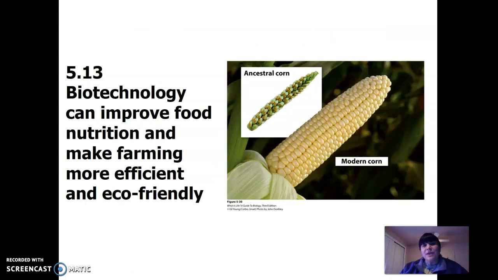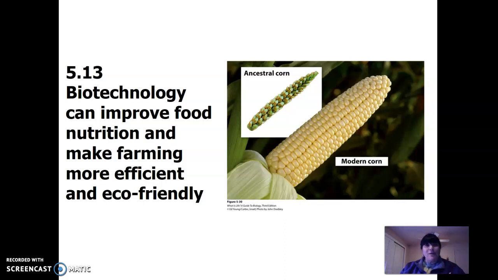So we do this, okay, with our food that we eat. Biotechnology can improve food nutrition. So this is ancestral corn. This is modern corn. Look at the difference, okay? And that has to do with human intervention. For years and years, farmers have been doing this with plants. What's the word? It's called artificial selection. So they breed plants that they want with the characteristics that they want.